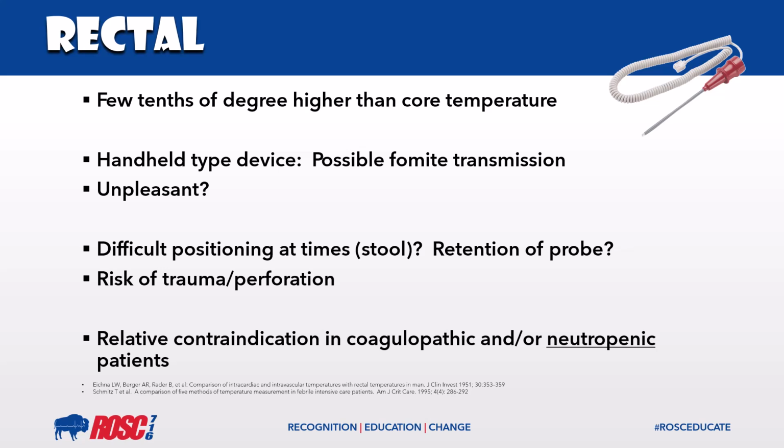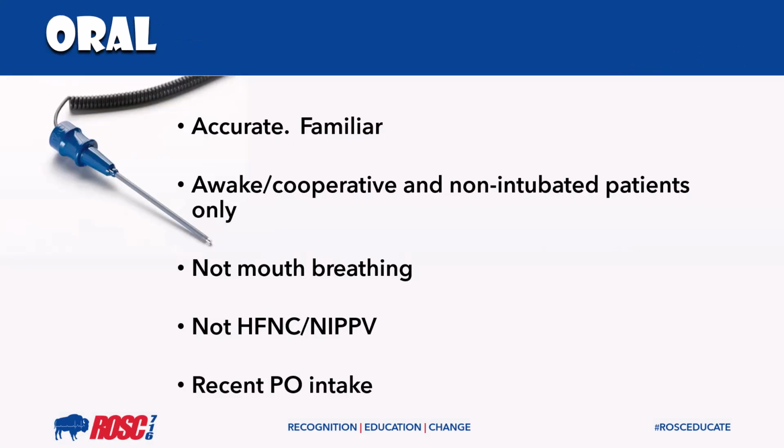We always have to remember there might be difficulty in positioning the probe at times because of stool impaction, and there's always a risk of trauma or perforation. Relative contraindications to rectal probe thermometers are coagulopathy, but most certainly neutropenic patients. So if you ever have a patient with an absolute neutrophil count less than 500, you should not do a rectal temperature. Moving down the line, we have an oral temperature probe.